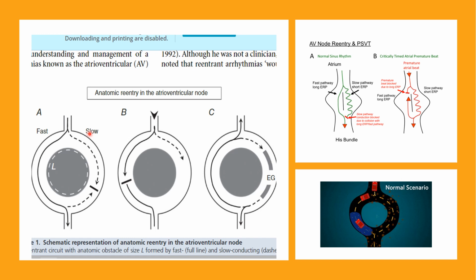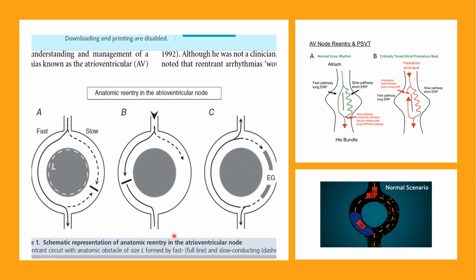Now if a premature beat comes and it is very critically timed, what will happen when this premature beat comes? It will see that the fast pathway is still in the refractory period. So there is a unidirectional block here. That fulfills the first requirement. So when the premature beat comes, it will see the fast pathway is in the refractory phase. So what will it do? It will propagate down the slow pathway.